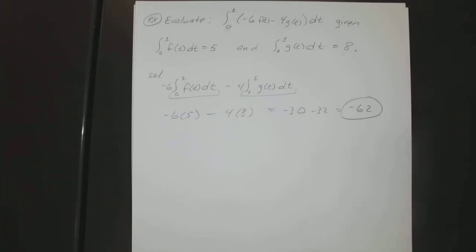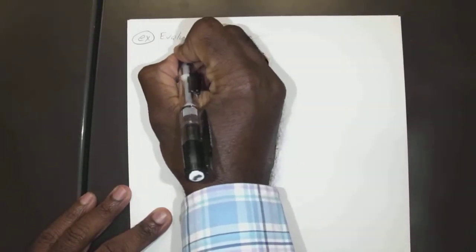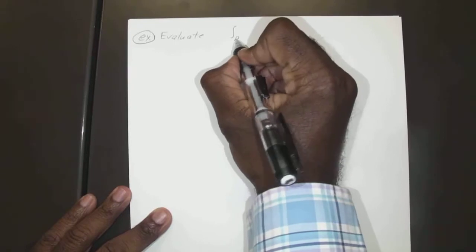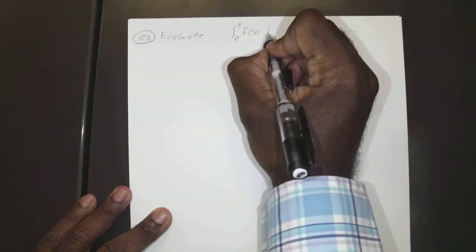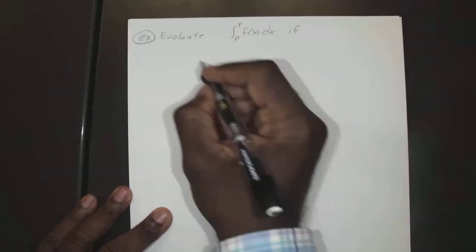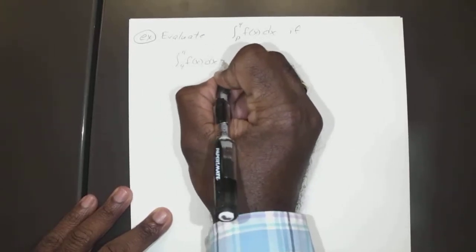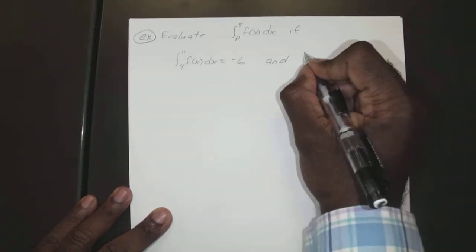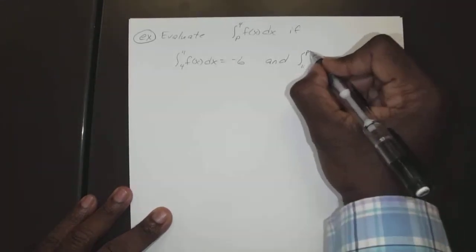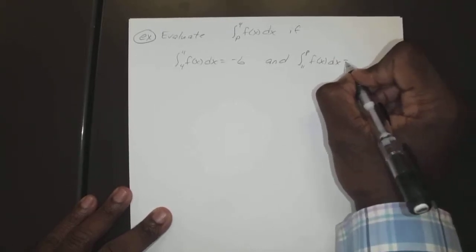All right, so any questions on that one? All right, so let's say, for example, we wanted to evaluate the integral from p to 4 of f of x with respect to x, if the integral from 4 to 11 of f of x with respect to x is equal to -6, and the integral from 11 to p of f of x with respect to x is equal to 5.